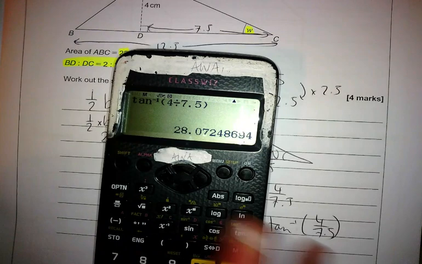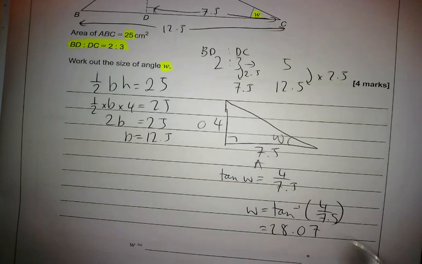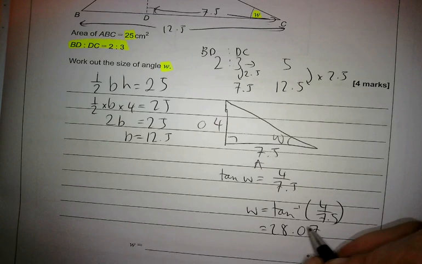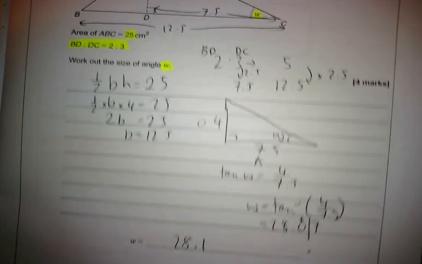Gives me 28.07. For angles, unless they don't state the degree of accuracy they want, go to 1 dp, so 28.1 is what I'm going to write as my final answer.